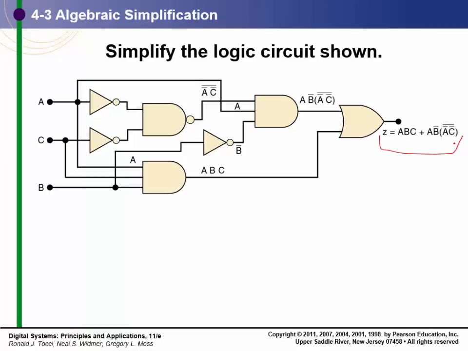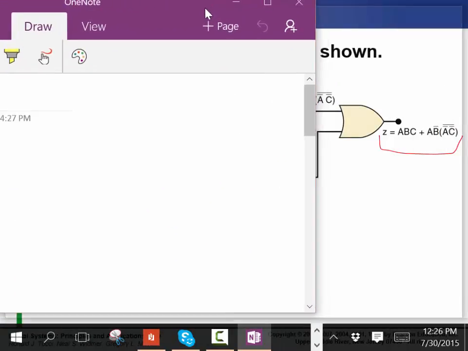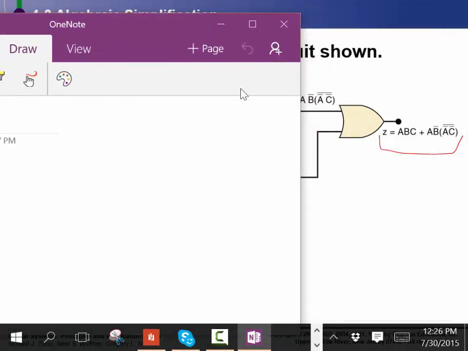So if we did that, it's probably on the slide, but I'm going to do it here anyway. I have not tried this yet. Hopefully it works. Okay, there's my OneNote. Z is equal to ABC plus AB naught plus A naught C naught right there. Did I get that one right?